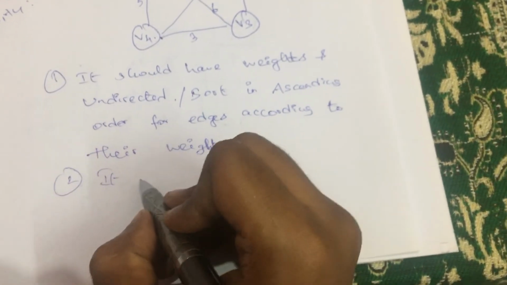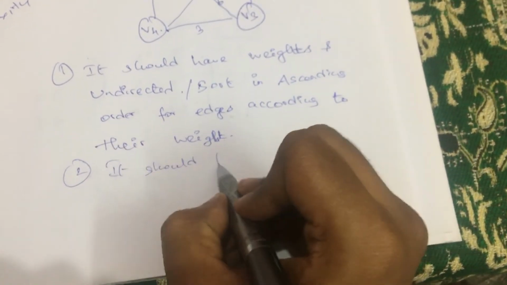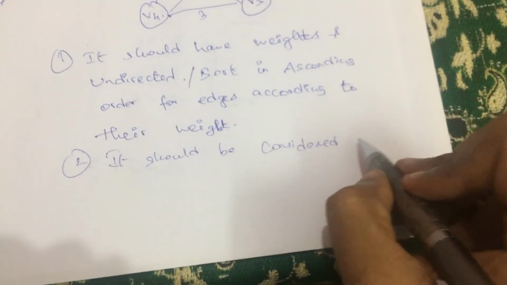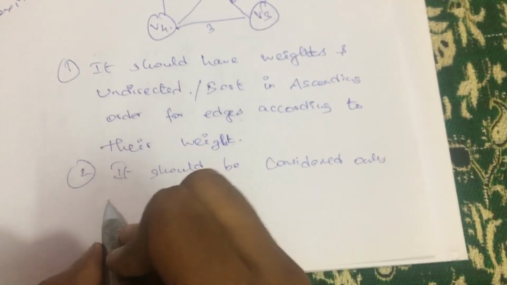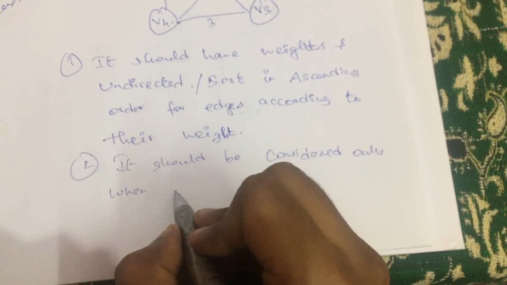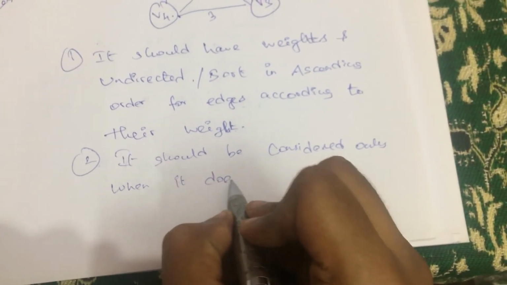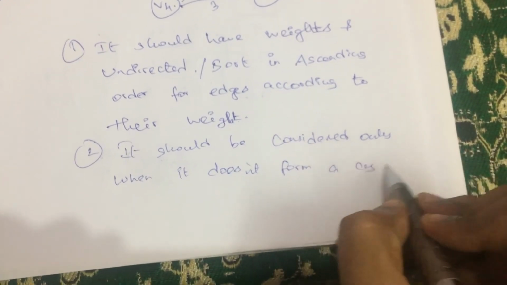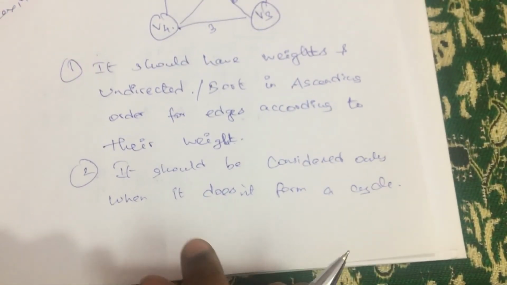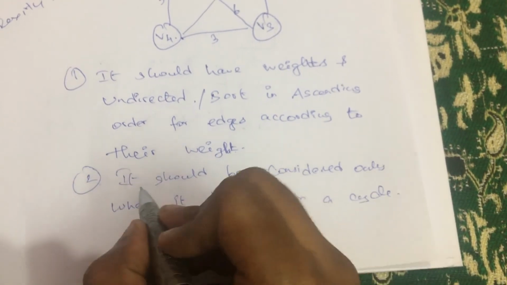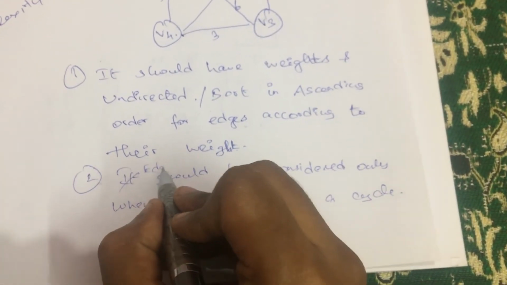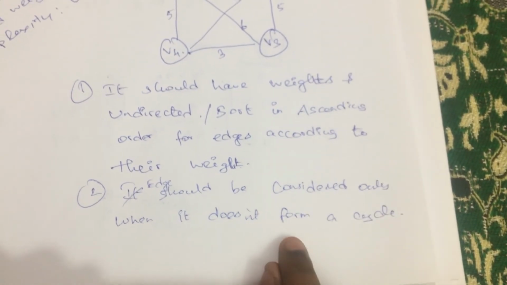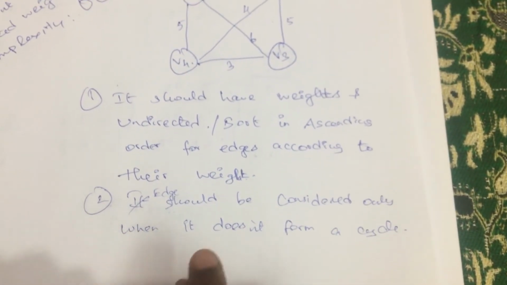So an edge should be considered only when it doesn't form a cycle, right? Each and every edge can be considered only when it doesn't form a cycle. So this is one more important thing which we need to note.